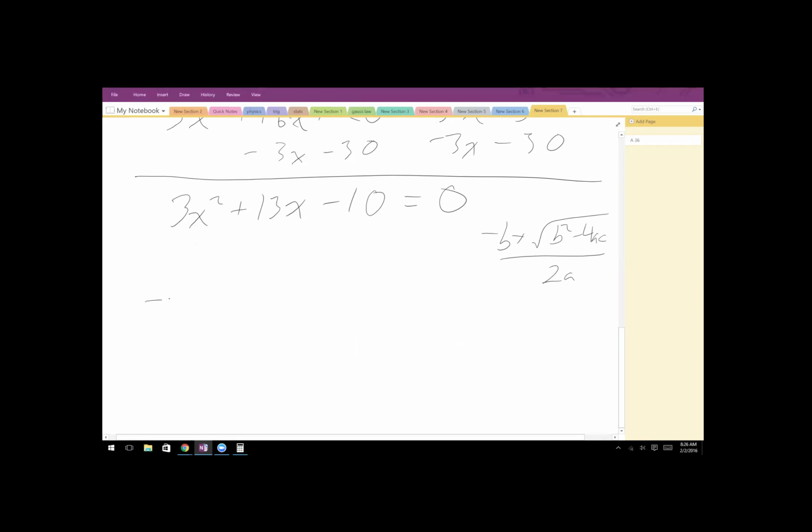So we've got negative 13 plus or minus square root. 13 squared is 169. And then 4 times 3 times negative 10, over 2 times 3. 4 times 3 is 12, so that's 120. And minus minus makes a plus, so 169 plus 120 is 289.